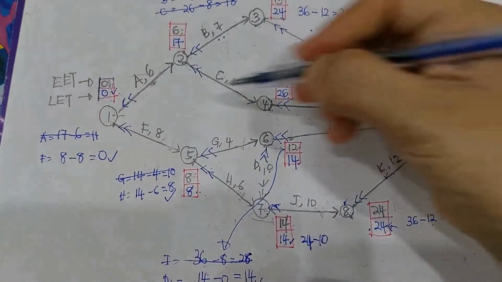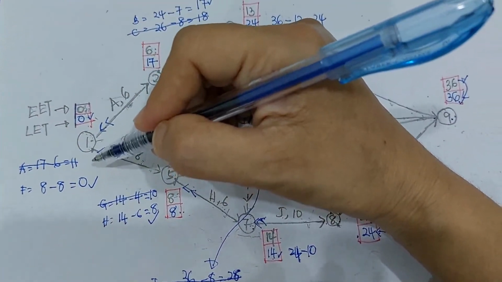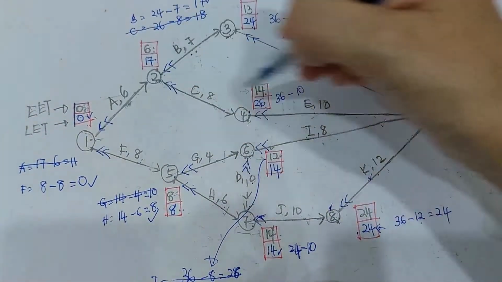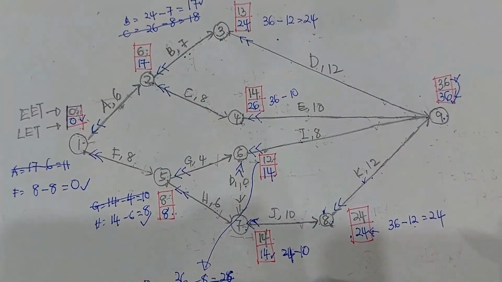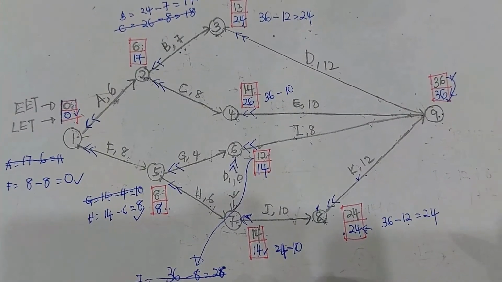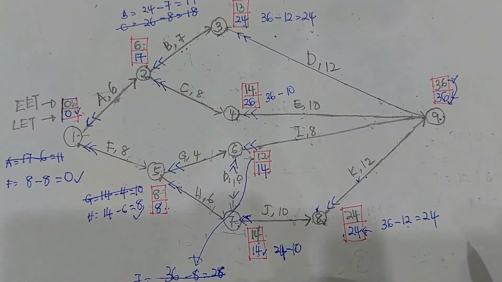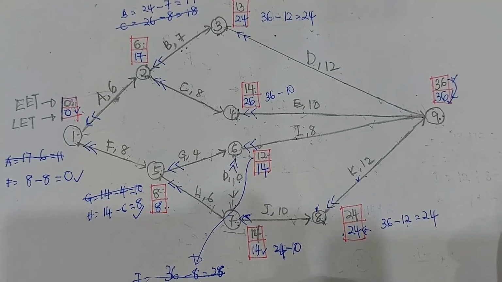Okay. So if you don't get 0 for any option, it means that something is wrong somewhere. You have to go back and recalculate. So this is the calculation for LET. Okay.